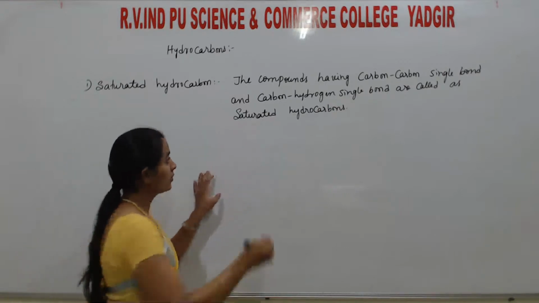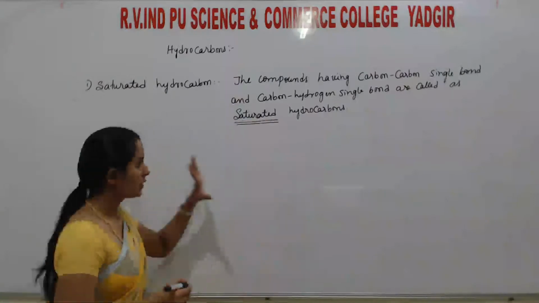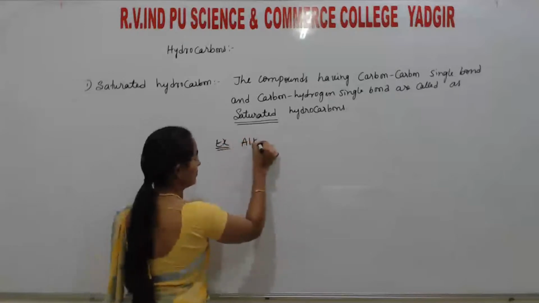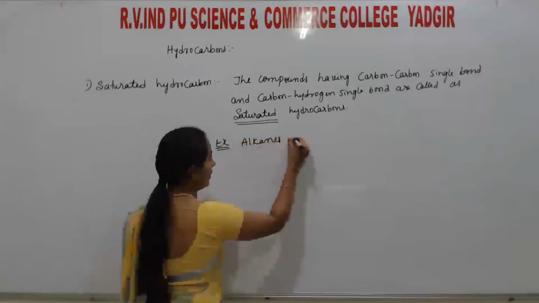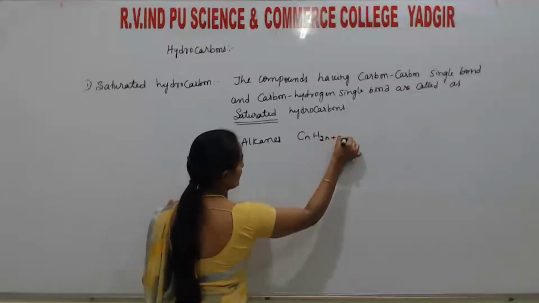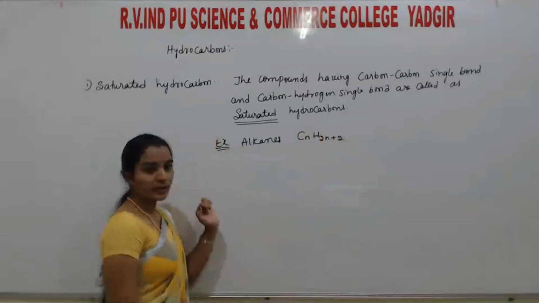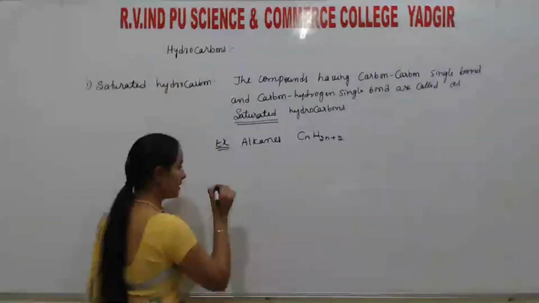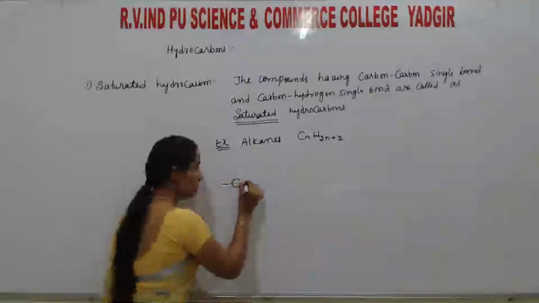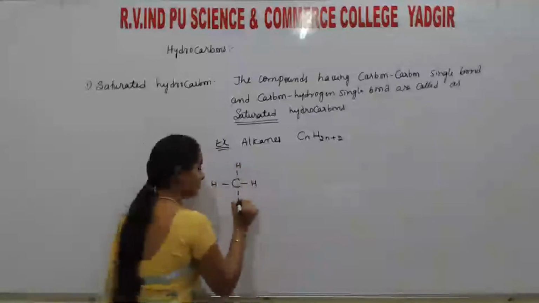Okay, so what is the reason for that? Why are we using the word saturated? Listen, for this take the example of alkane. What is the formula of alkane? CnH2n+2. Why these are called saturated, listen: here carbon is there. To this carbon, consider methane, that is the CH4 molecule.